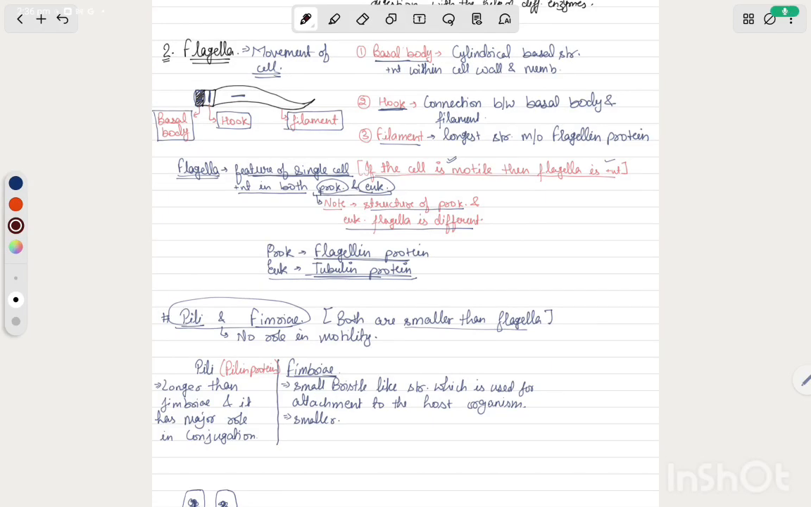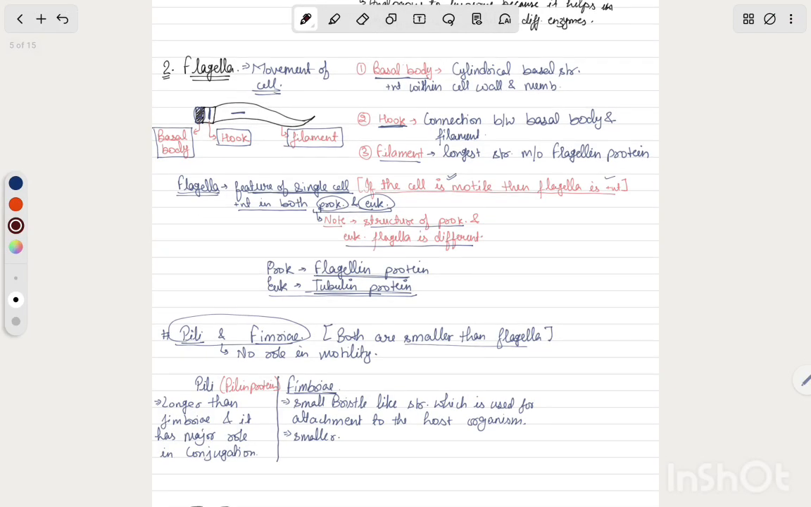Hello students, today we'll discuss the second structure of the prokaryotic cell, that is flagella. Flagella helps in movement of a cell. It has three components. One is the basal body, which is embedded in the cell membrane or cell wall. Second is the hook, which is the connection between the basal body and the filament, and that is the third part of the flagella, the filament.